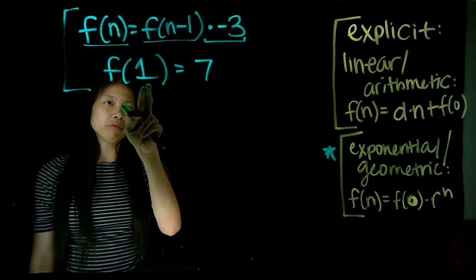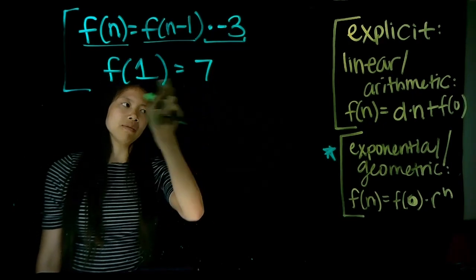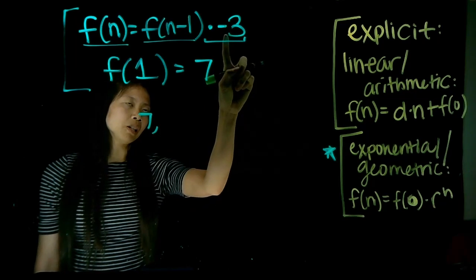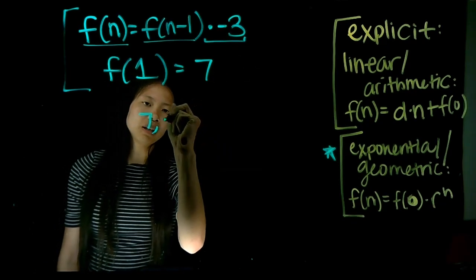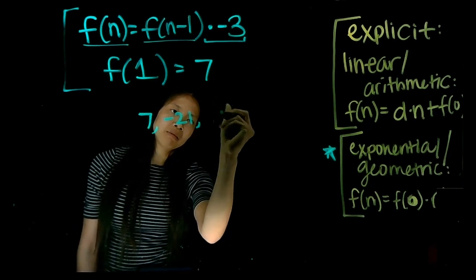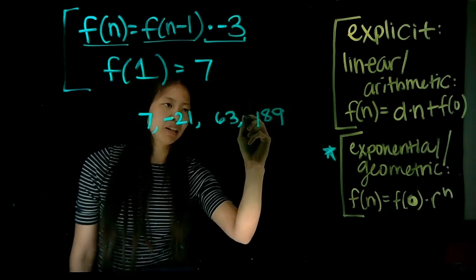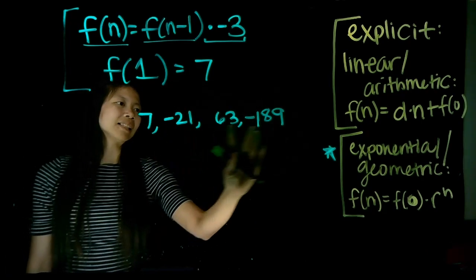It also gives me my first term in my list, which is 7. If I were to create a little list, I know my first term would be 7. My next number is multiplied by -3, so it would be -21. And multiplied again by -3, it would be 63. Multiplied again by -3, it would be -189. And so we can kind of see what the list would look like.